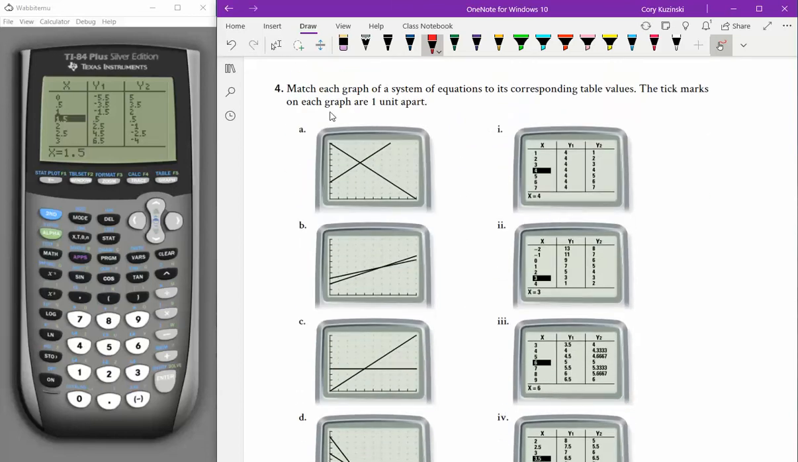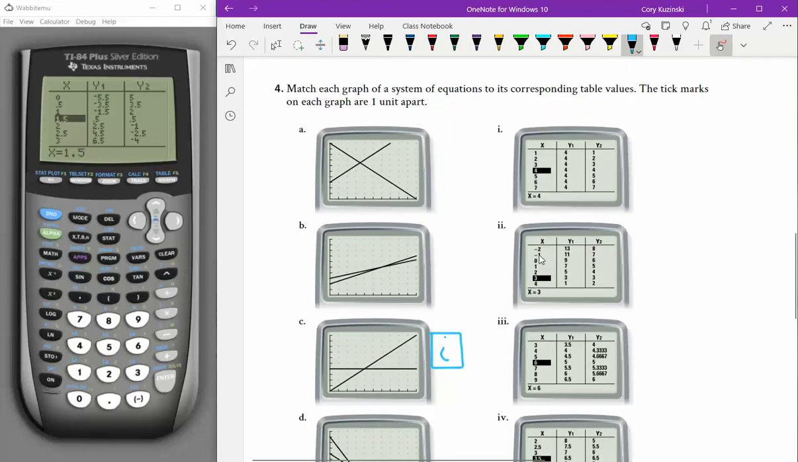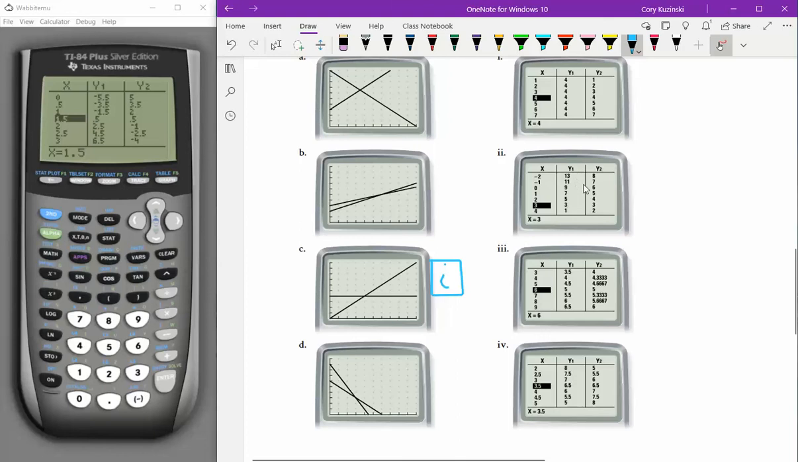Match each graph of a system of equations to its corresponding table values. The tick marks are each 1 unit apart. Okay. So on this first choice here, all the outputs are 4, and 1, 2, 3, 4. That's right here. The other one has a slope of 1. I can see the y value is going up by 1. So C has got to be table I. Okay. What about 2 here? We got one that's going down, another one that's going down. Y value is going down, Y value is going down. Do we have any with two negative slopes? Yep, D has got two negative slopes.